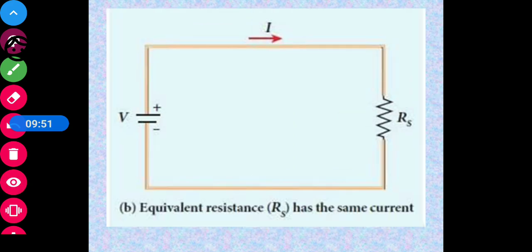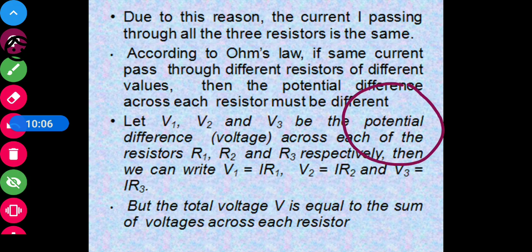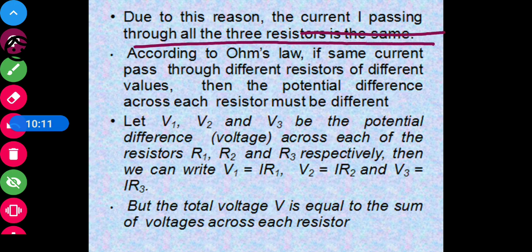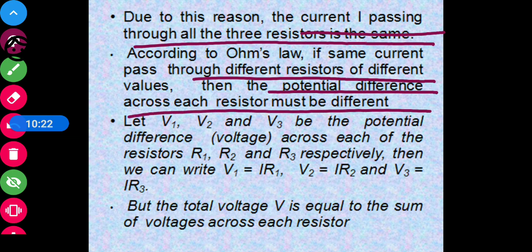Now this is the equivalent resistance. If in place of R1, R2, R3 the equivalent resistance is Rs, then the circuit will have this form. The equivalent resistance Rs has the same current. Because the current passing through the three resistors is the same, according to Ohm's law, if the same current passes through different resistors of different values, then the potential difference across each resistor must be different.